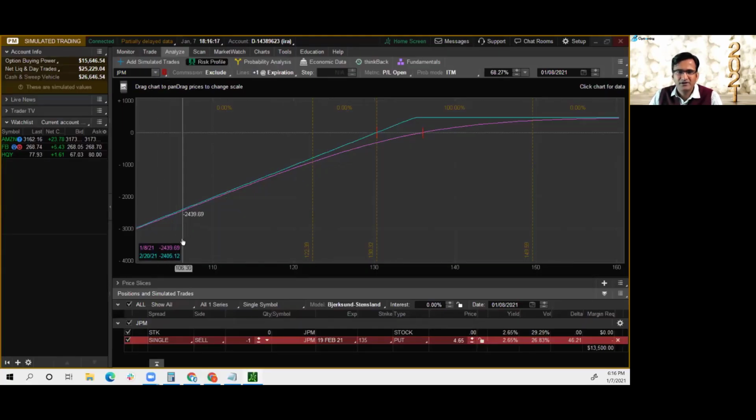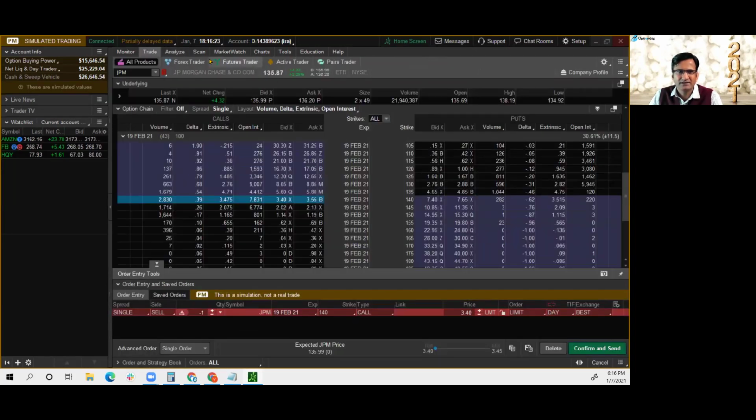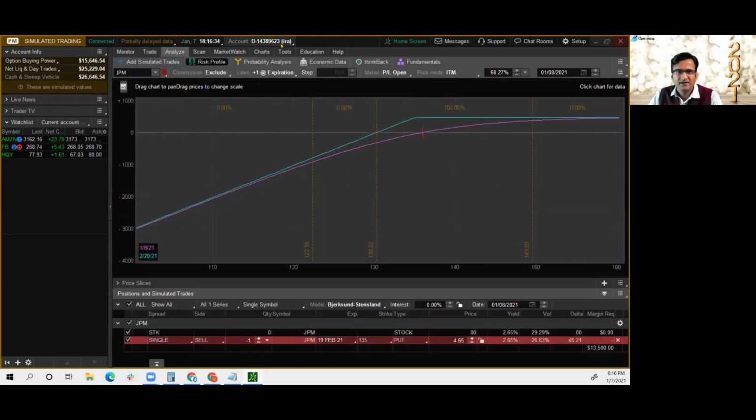We are looking at JP Morgan. Now, this is the trade. I am bullish on JP Morgan. JP Morgan is at 136. I'm selling the closest at the money put, the 135 short put. This is my IRA account. Oops, it's consuming $13,500. Too big.